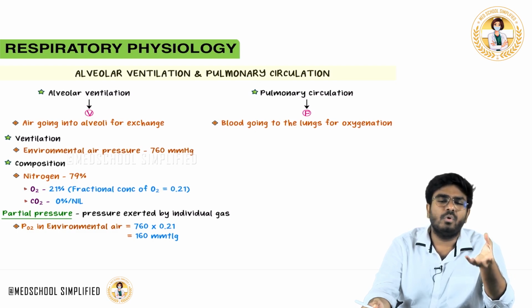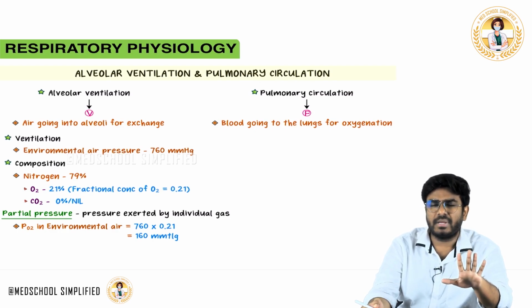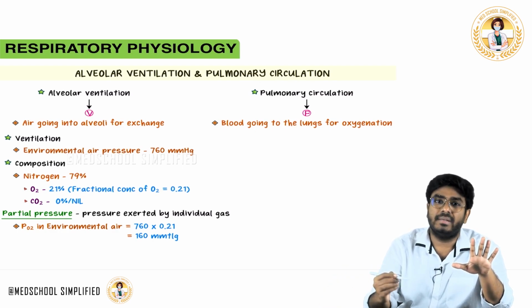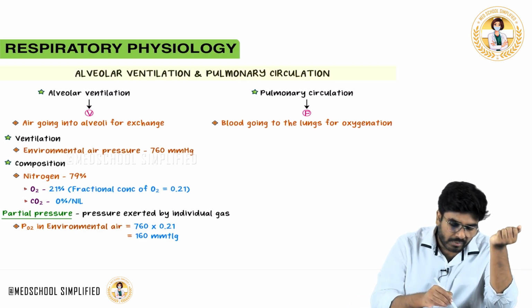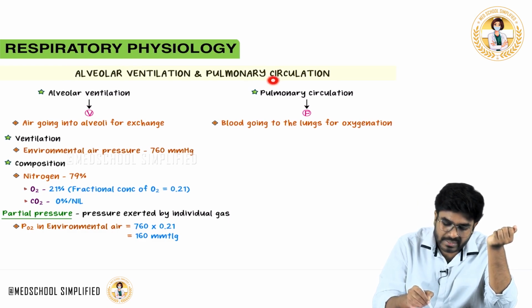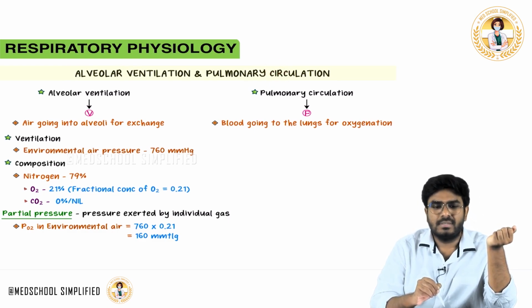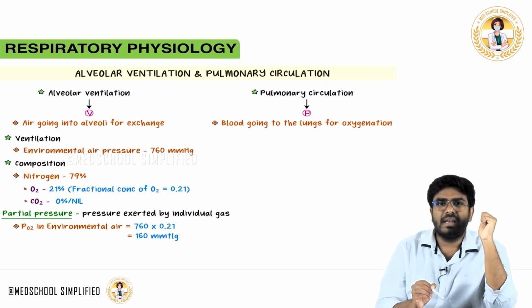So air has to go into the alveolus for the purpose of gas exchange, and at the same time we have to send the blood for the purpose of oxygenation. Same, we are sending air into the lungs as well as blood into the lungs. So, alveolar ventilation and pulmonary circulation. Alveolar ventilation is represented with the letter V.